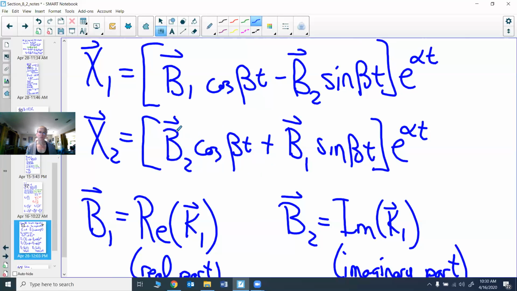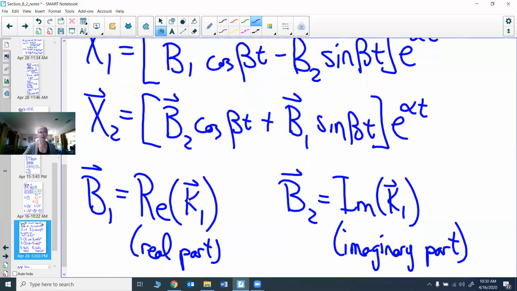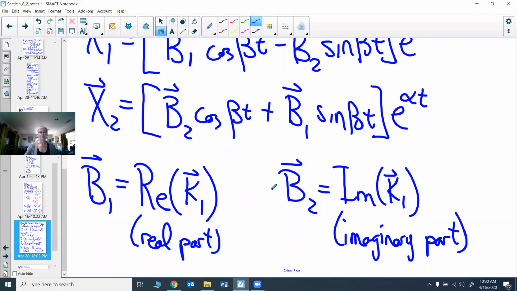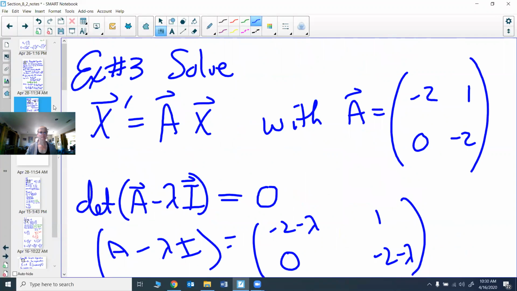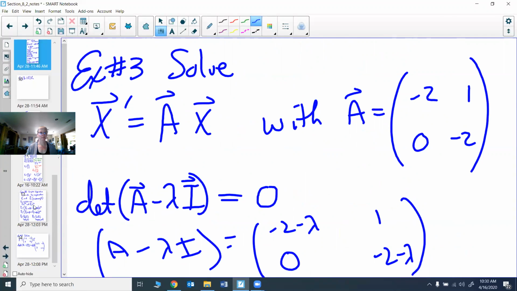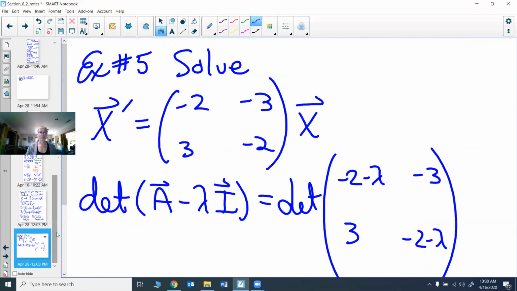And what we had to figure out is what are b1 and b2? And it turns out, and I'm not going to go through the theory of it, b1 is the real part of that k1, and b2 is the imaginary part of the k1. So we're going to go ahead and go through an example of how this actually works, and see what happens here. Sorry, I went way off in where I should have been. Okay, so we're going to go through this example.